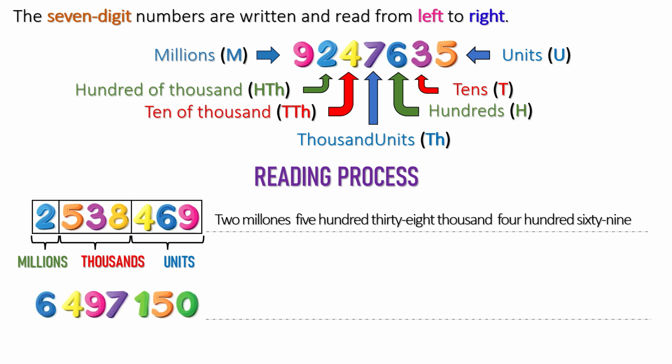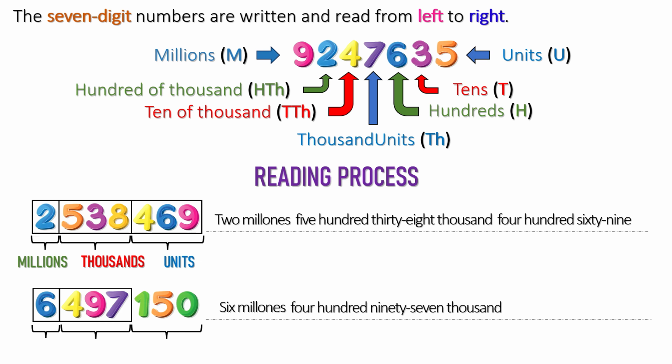Let's look at another example. Similarly, we begin by separating the first 3 digits from right to left. We continue by separating the next 3 digits, and finally, the next group. Then, the first group is read as 6, and we add the word millions. The next 3 numbers are read as 497, and we add the word thousand. Finally, the next 3 numbers are read as 150. Then the final reading would be 6,497,150. Easy, right? Very good.